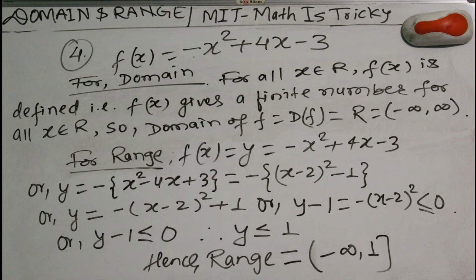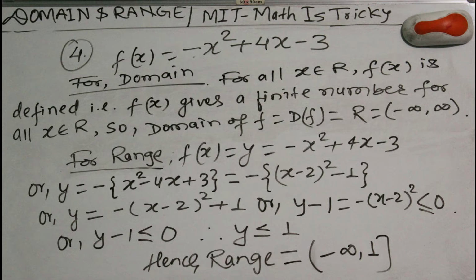Let's bring y to the right hand side, so we get 1 minus y. Okay, we can simplify this in any way. Bringing this 1 to the left hand side, it will be y minus 1 equals minus (x minus 2) whole square. As (x minus 2) whole square is always positive, the right hand side is always negative, so y minus 1 is less than or equal to 0. So it means y is less than or equal to 1.